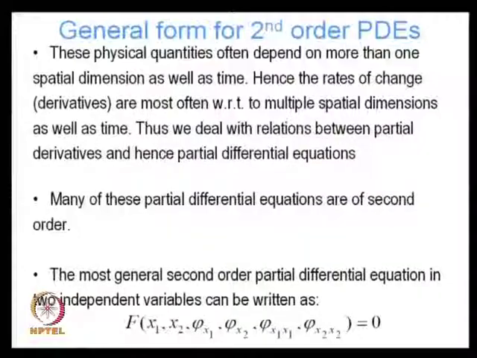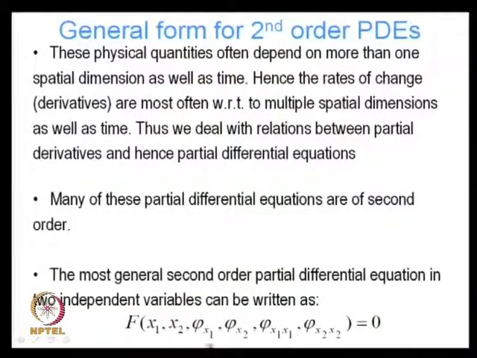Many of these partial differential equations that arise in civil engineering applications are of second order, and the most general second order partial differential equation in two independent variables can be written as the following: f of x1, x2, phi, phi x1, phi x2, and so on. You can see that this is a second order partial differential equation. Why? Because the highest derivative is of order 2. The subscript denotes derivative with respect to x1 and x2.